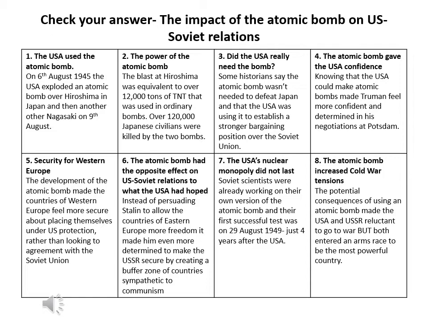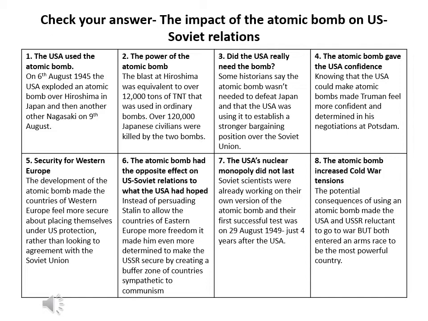However, we also know that when Truman told Stalin about the atomic bomb, he merely replied by saying he hoped he used it to bring a speedy end to the war in Japan. But the atomic bomb was certainly important for Western security. It made the countries of Western Europe feel more secure about placing themselves under US protection rather than looking into agreement with the Soviet Union.